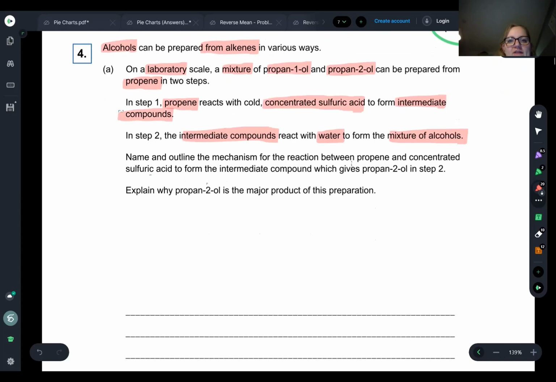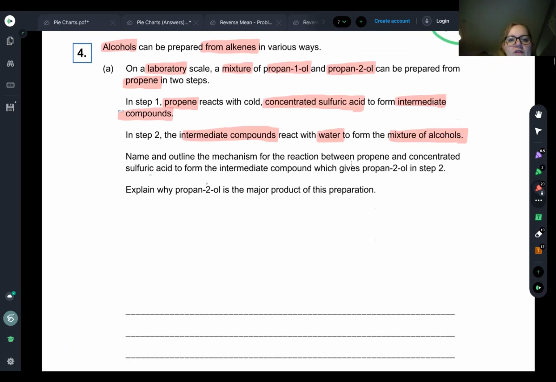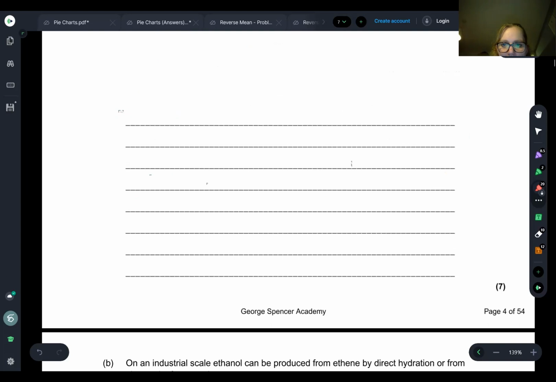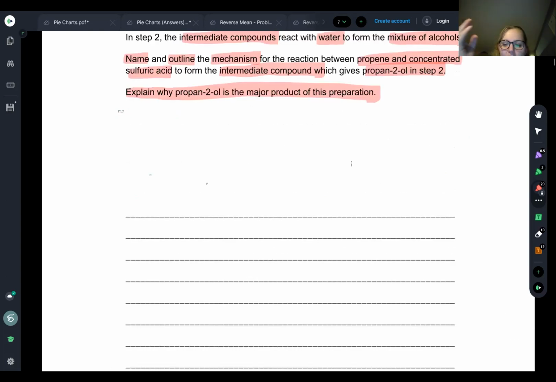What the question wants you to do is this: name and outline the mechanism for the reaction between propene and concentrated sulfuric acid to form intermediate compounds, which gives propan-2-ol in step 2. And it wants you to explain why propan-2-ol is a major product of this preparation. Let's have a quick check how many marks this question is. It is a 7-mark question. So what is going on? Straight away, let's have a look.